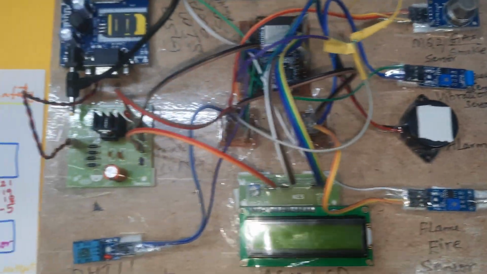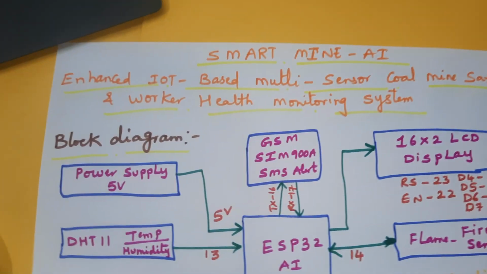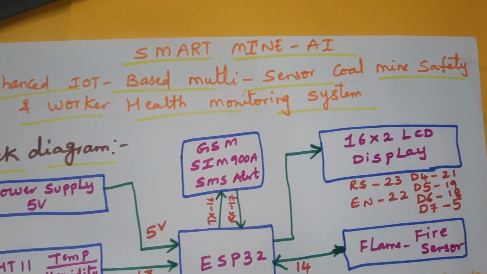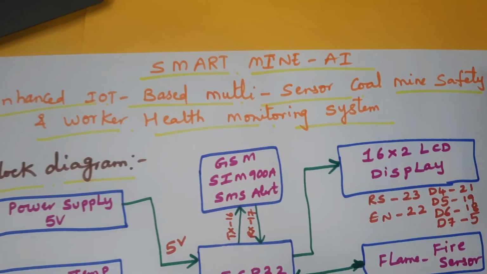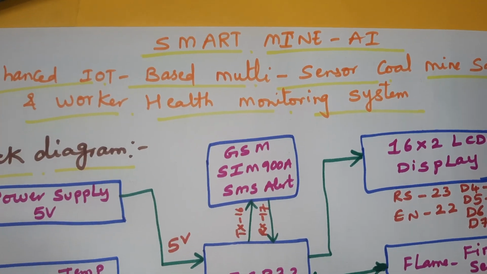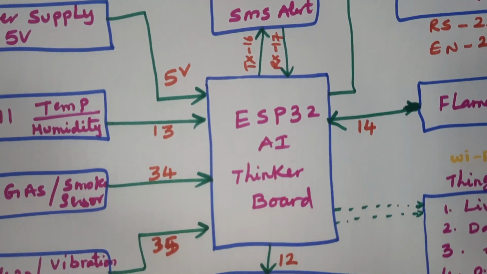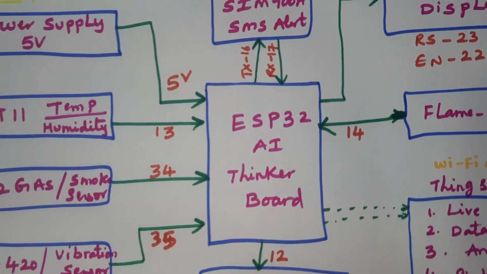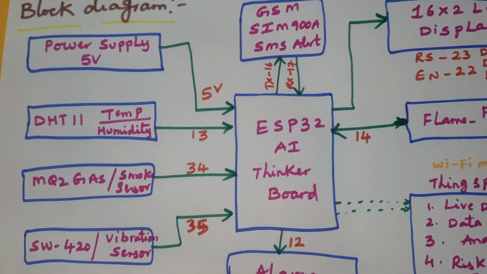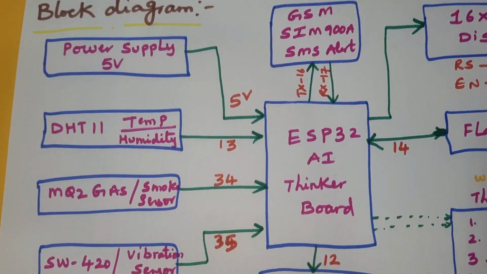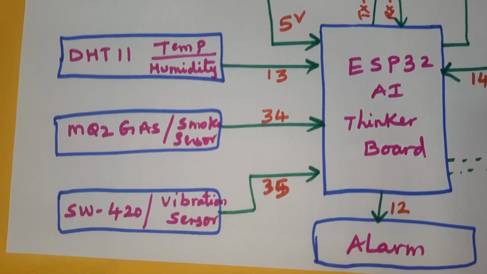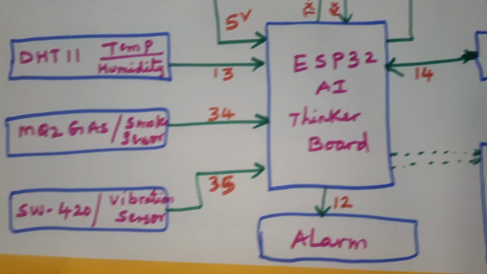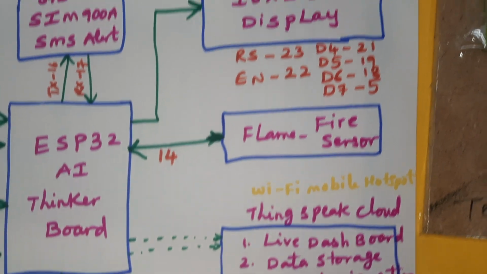The project title is SmartMine AI, Enhanced IoT-Based Multi-Sensor Coal Mine Safety and Worker Health Monitoring System. In this project, we are using an ESP32 AI Thinker board and a total of 4 sensors: a DHT11 temperature and humidity sensor, an MQ2 gas and smoke sensor, an SW420 vibration sensor, and a flame fire sensor.